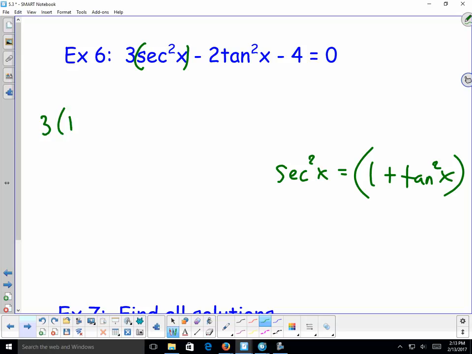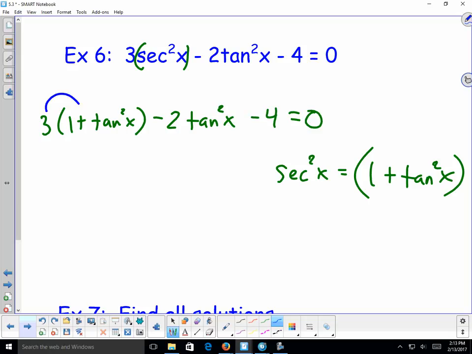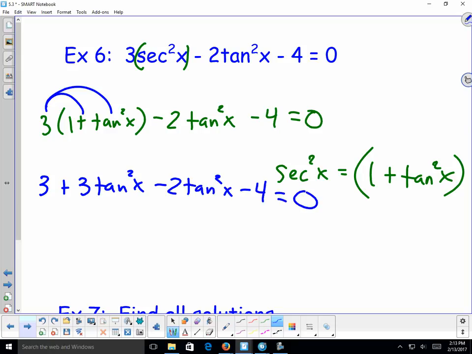So we're going to have 3 times the quantity 1 plus tangent squared x minus 2 tangent squared x minus 4 equals 0. We distribute the 3. We get 3 plus 3 tangent squared x minus 2 tangent squared x minus 4 equals 0. Can you clean this up for us, please? Hannah G? Negative tangent squared x minus 1, tangent squared x minus 1 equals 0.